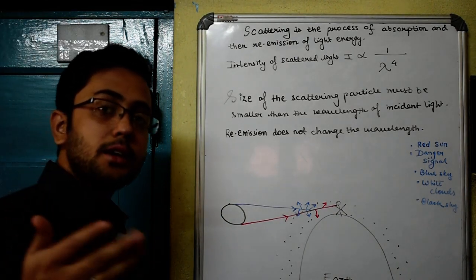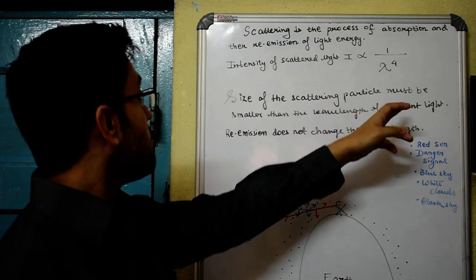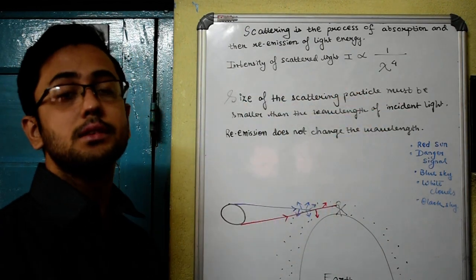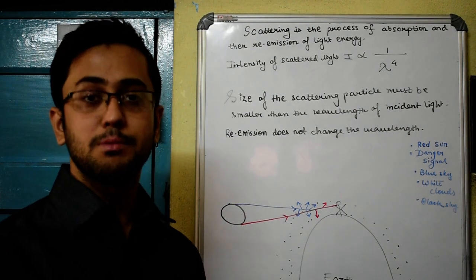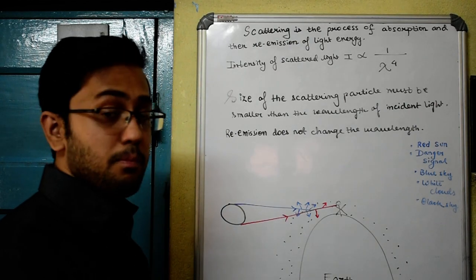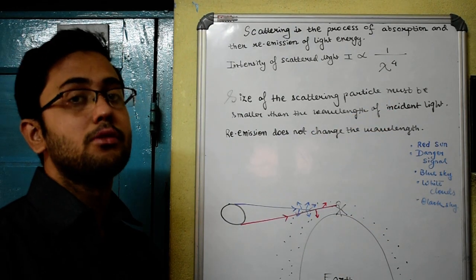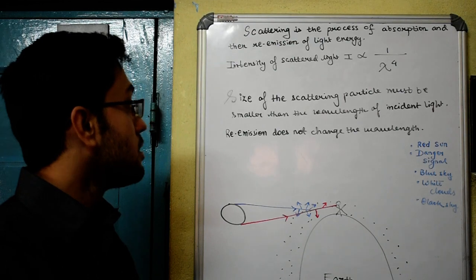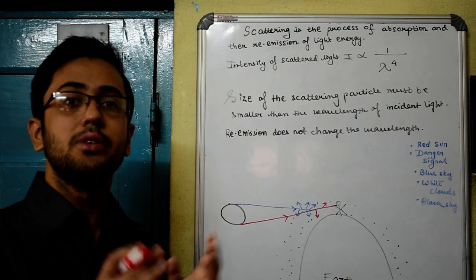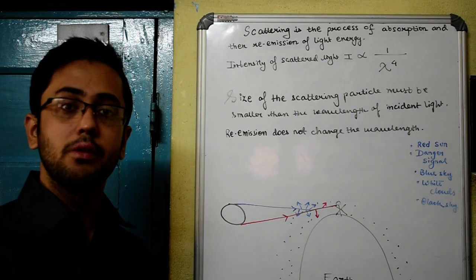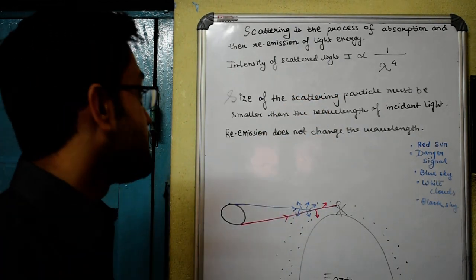One of the essential criteria for scattering to take place is that the size of the scattering particle must be smaller than the wavelength of incident light. Whether it's a cloud, water molecule or a dust particle in the atmosphere, the particle must have a size smaller than the wavelength of the incident light. If the size of the particle is greater than the wavelength, then the particle will scatter all the different colors, whether violet, green or red, to the same extent. In that case, this law of scattering won't hold anymore.